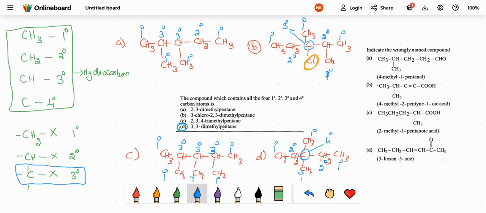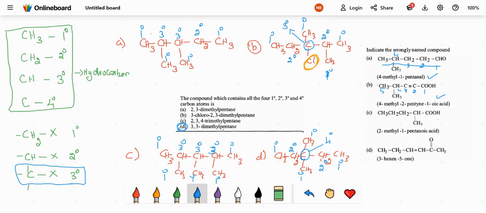Here, parent chain. There are 1, 2, 3, 4, 5. Parent chain is there. Pentanol. And fourth position. Here we should give the priority to the carbonyl group. So 1, 2, 3, 4. 4 methyl 1 pentanol is the right one. And then look at this here. 1, 2, 3, 4, 5. So the fourth position is having a methyl group, and the second position is having an ene, and one is having the oic acid. So this is also the right one.